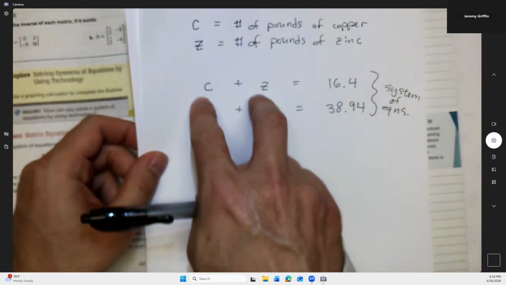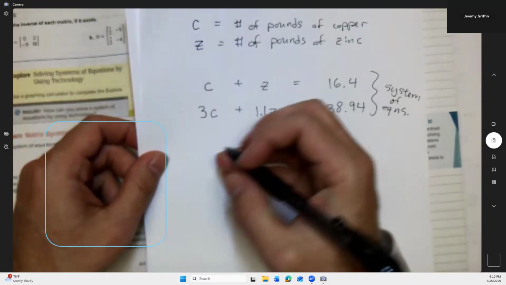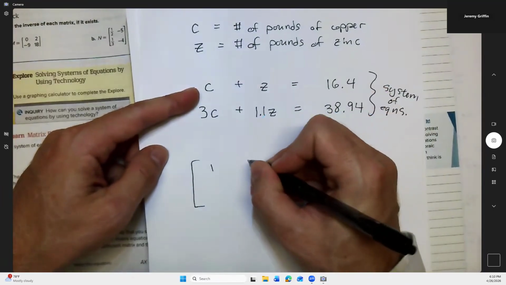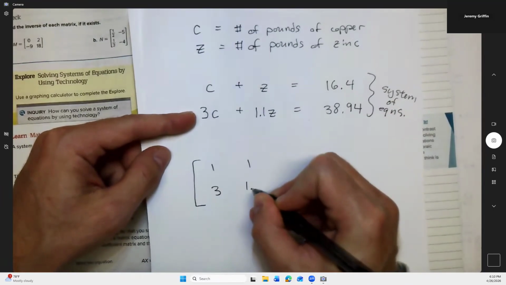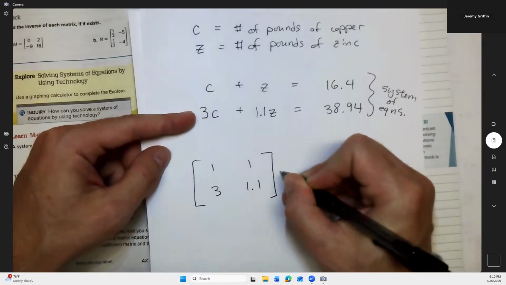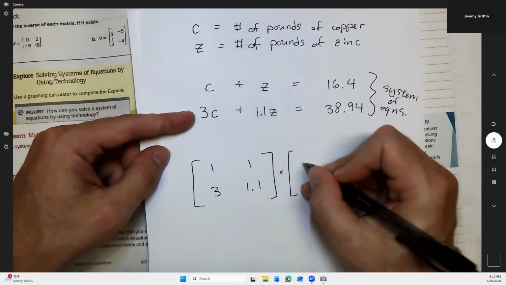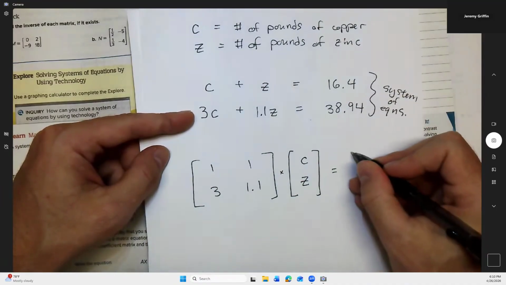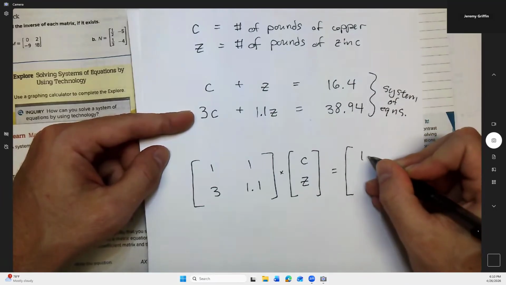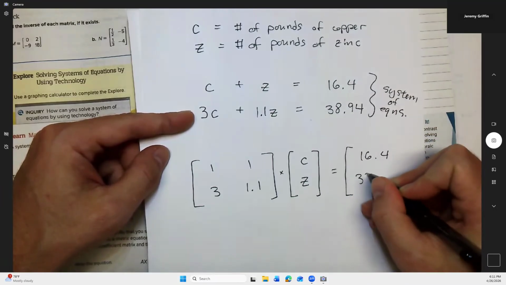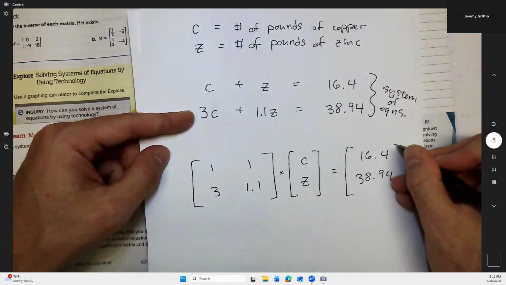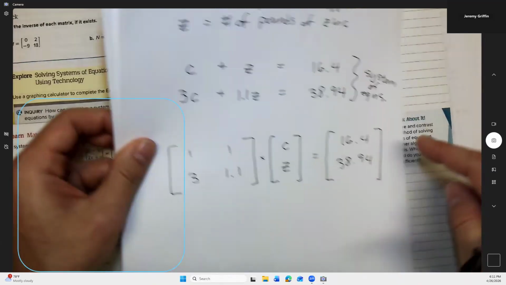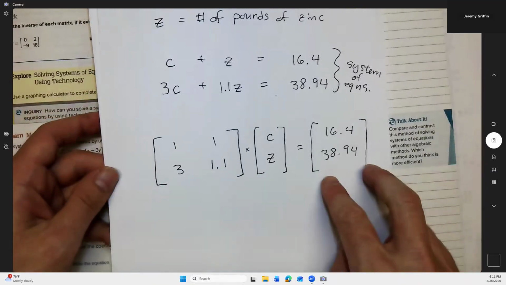If I take these four coefficients, two here and two here, and turn it into a 2 by 2 matrix, I have a coefficient of 1, a coefficient of 1, and then 3, and then 1.1. And I do my matrix multiplication with C and Z, copper and zinc. I should get this 2 by 1 matrix outcome of 16.4 and 38.94. This one's pounds, this one's dollars. Anyway, the numbers are still there.